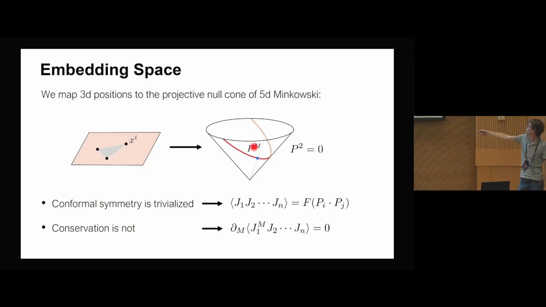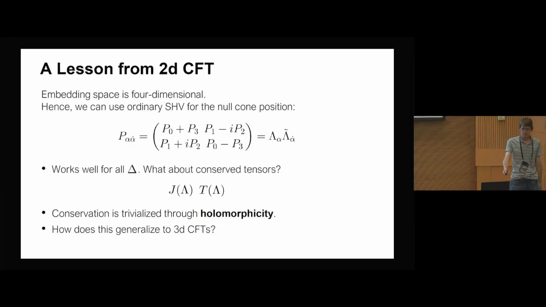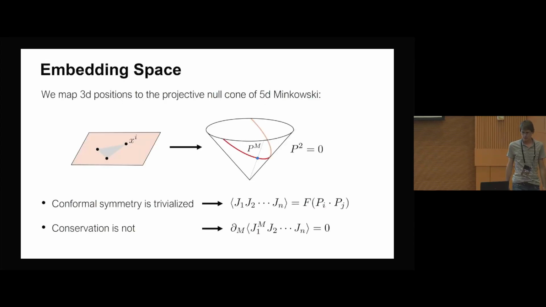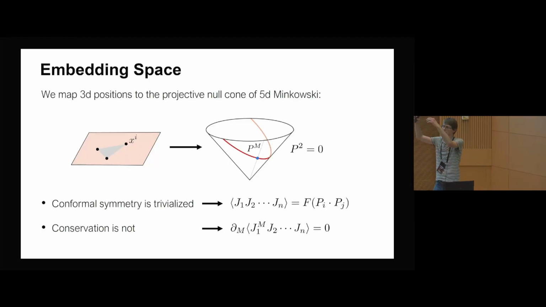So here we are indeed mapping three-dimensional points to light rays that belong to the null cone of this 5-dimensional Minkowski space. These 5-dimensional vectors satisfy p squared equal to 0, and they are projective. The beautiful thing about this map is that it translates conformal transformations in this three-dimensional boundary to Lorentz transformations in this 5-dimensional Minkowski space, in this embedding space. Hence, it is very easy to trivialize conformal symmetry in this language of embedding space.